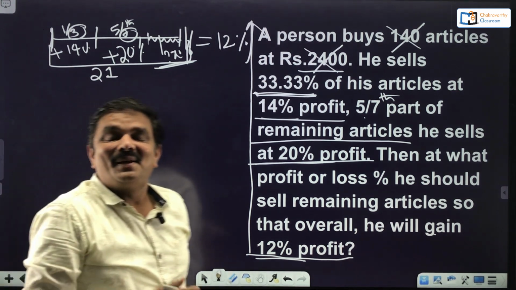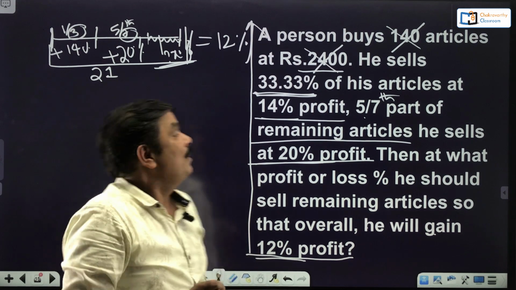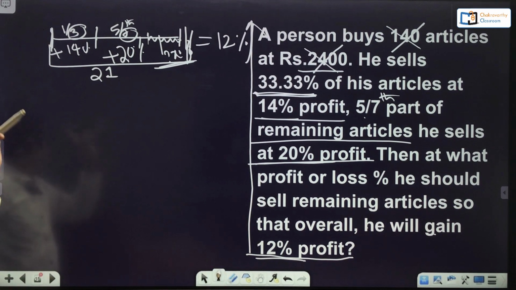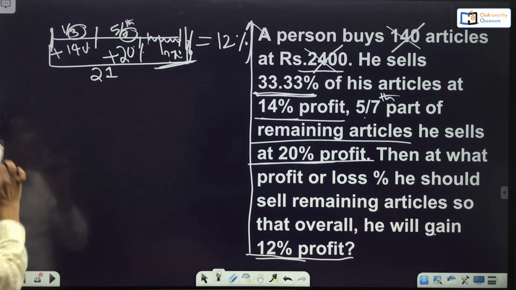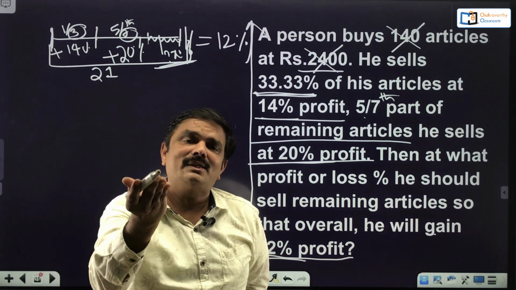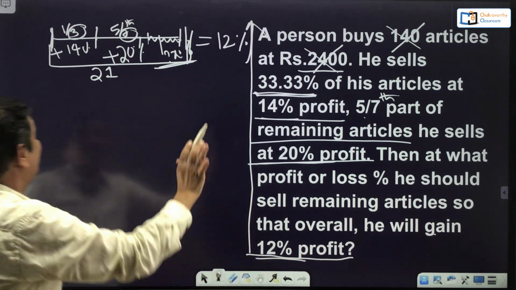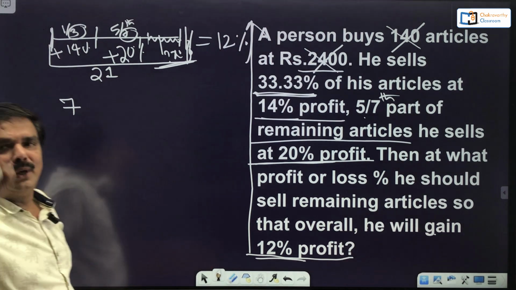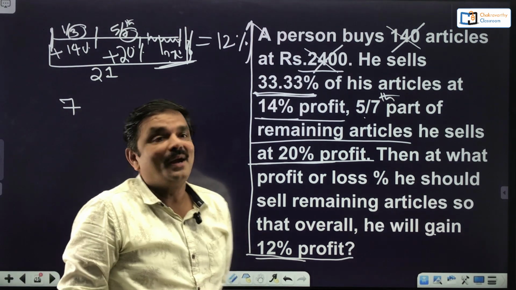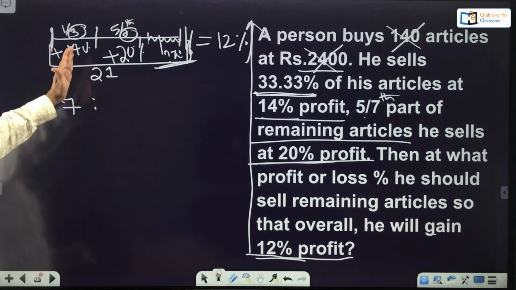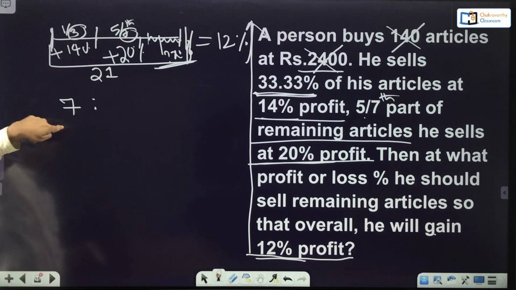Nothing is there. Now out of this 21, 33.33% is nothing but 1/3. What is 1/3 of 21? 21/3, that is 7. Now the first part I am taking 7. I am converting that one into a ratio, that's all. Now here the first part, 1/3, is 7.